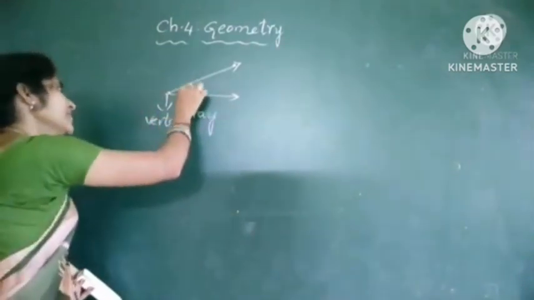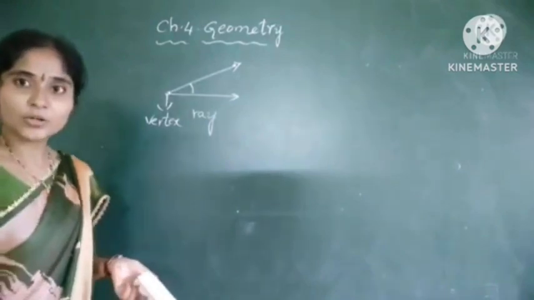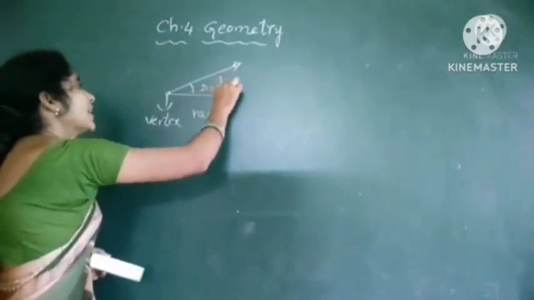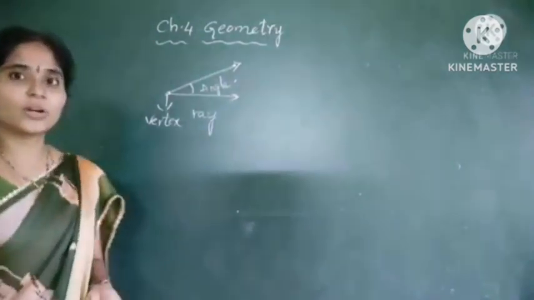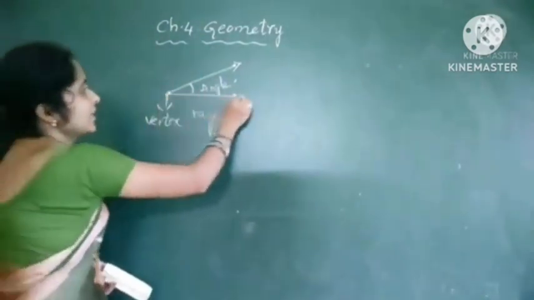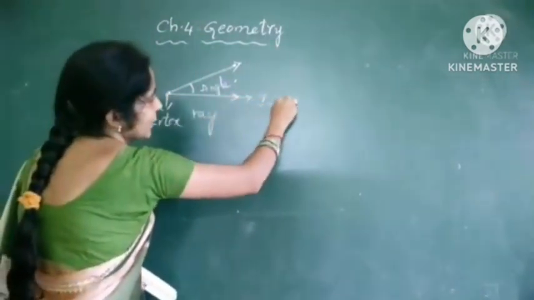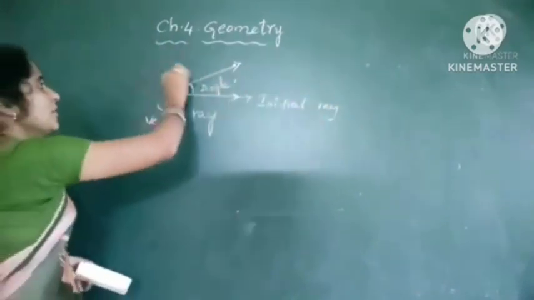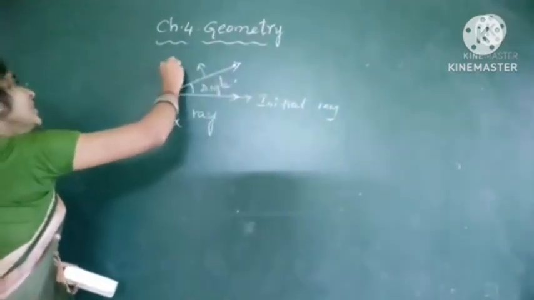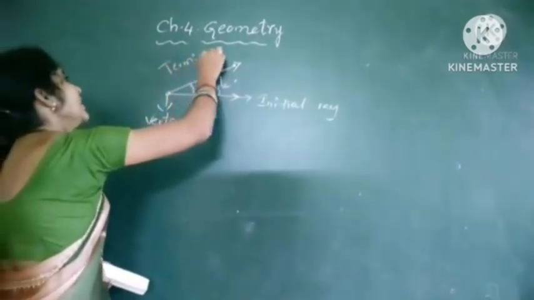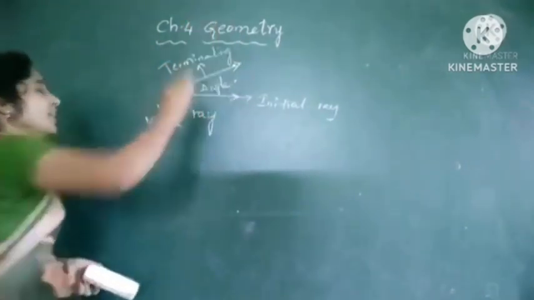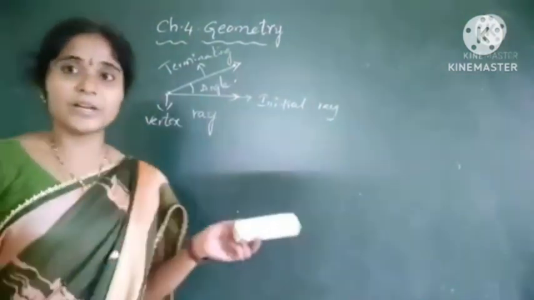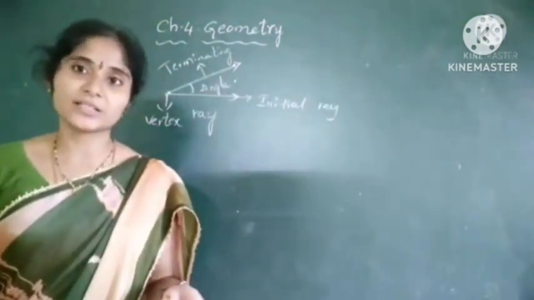Here some space is there, no? The space occupied by 2 rays meeting at a common point is called an angle. Here the starting ray is called the initial ray. The ray which is rotating or terminating is called the terminating ray. Sun rays and bulb rays are examples for rays.